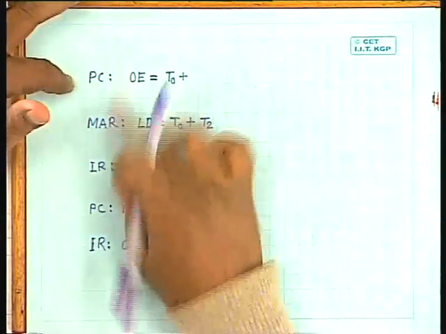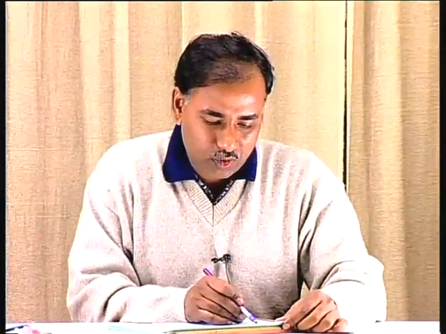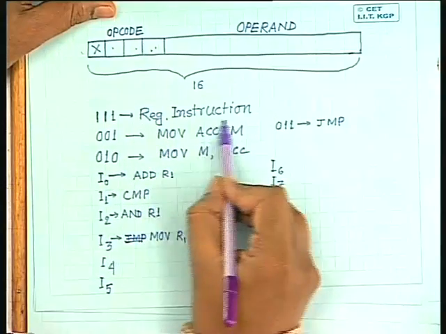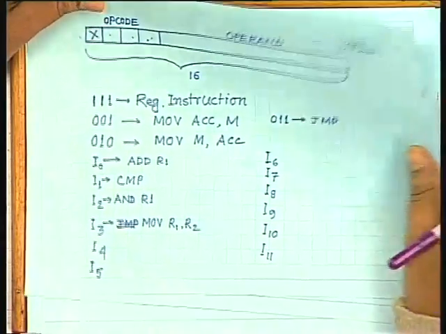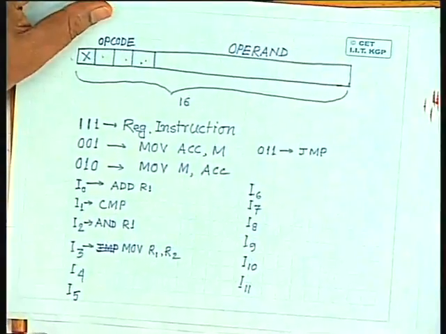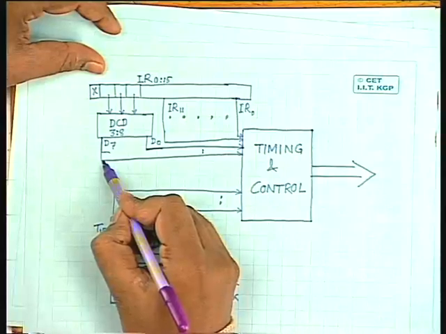Now from T3 onwards, the decoder output will come into the picture. So for that, let us consider this ADD R1 instruction. We have said that for ADD R1, the D7 output of the decoder will be high, because we have said that 111 in the opcode tells you that it is a register instruction. So when the opcode field is 111, the D7 output of this decoder will be active.